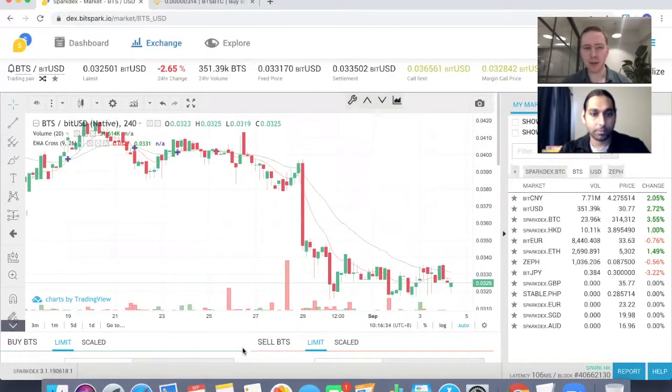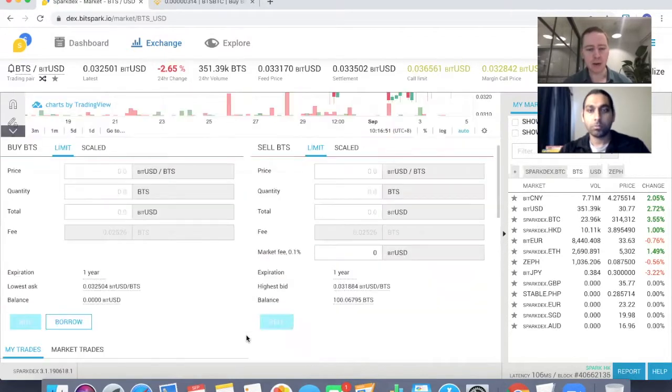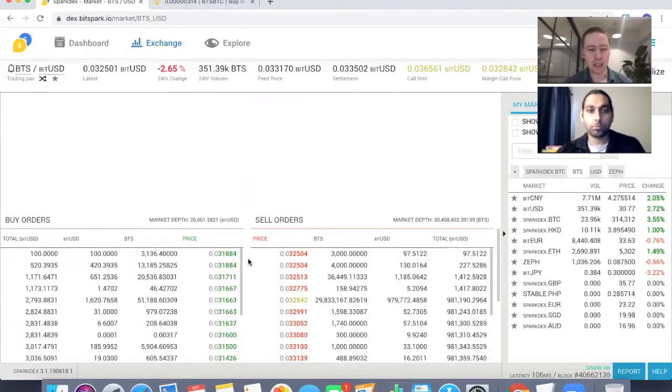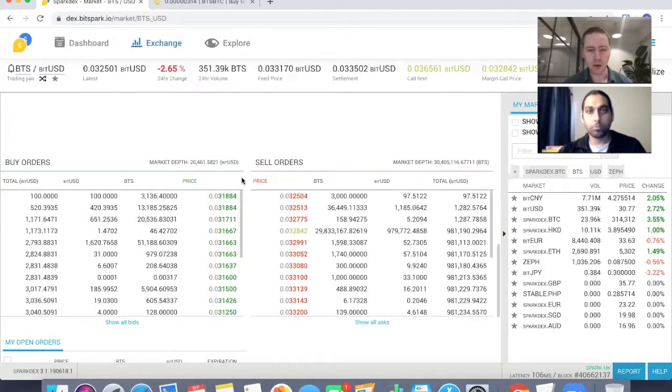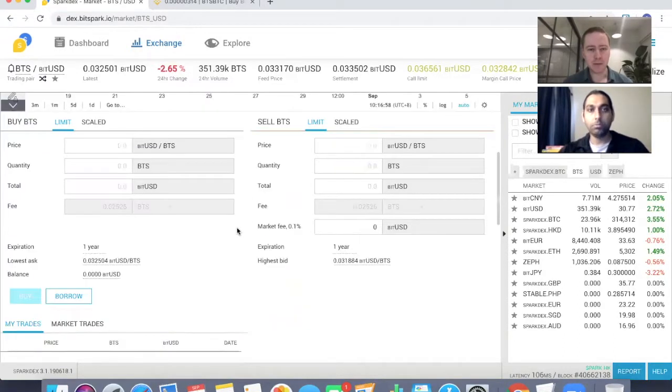Currently we're looking at the BitUSD BTS chart right here. In this case, it's the price of BTS in BitUSD. Previously, we saw a number of other markets down the side here, and of course, if we scroll down, we'll see the order book as well. I think this is a good base for us to start.